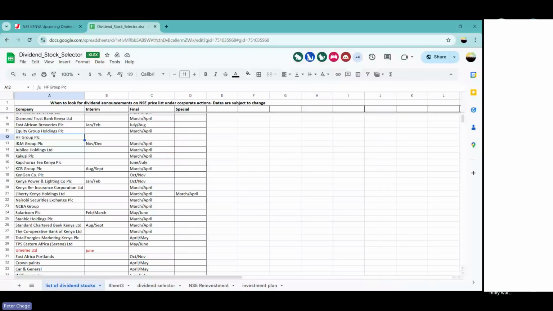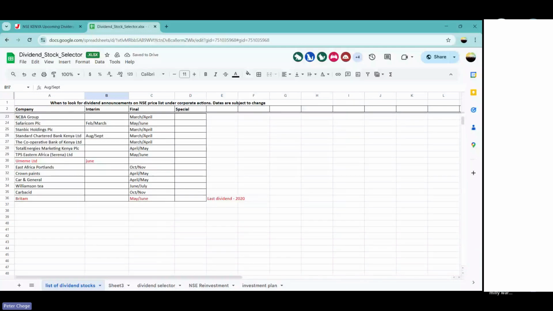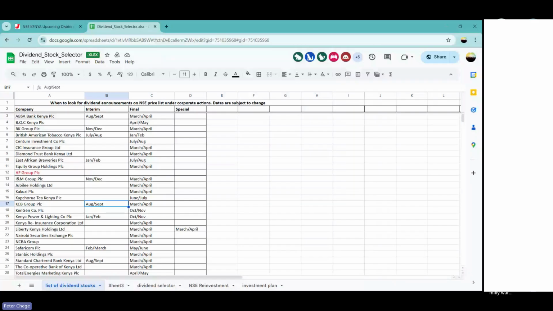Unless now they start giving dividend. But these are the dividend stocks at NSE. There are those which are strong dividend stocks and there are those which are weaker, depending on their dividend yield. And you can see the interim, the final, and if they give special, the times they give.